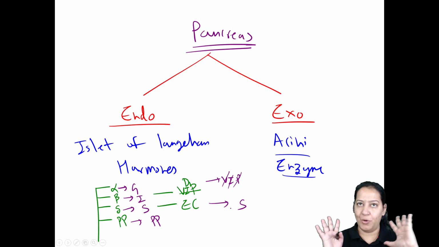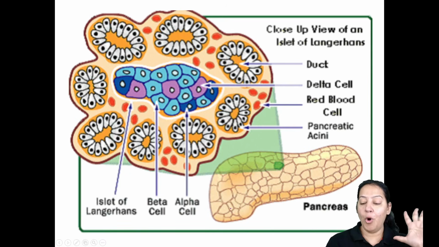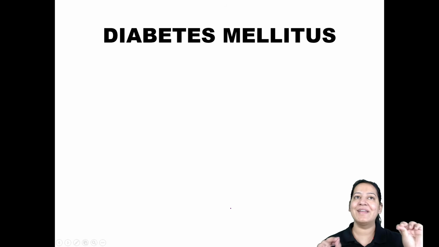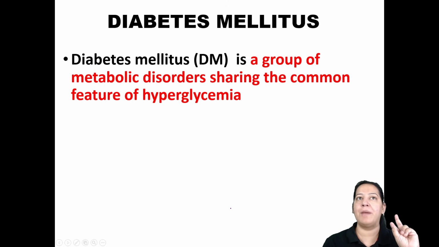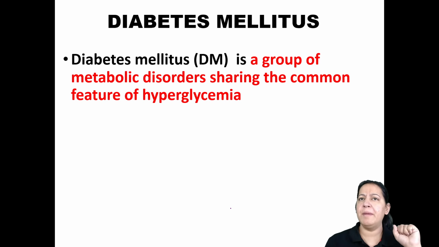So please have a look at it. We have understood it. Now let's move on to diabetes. If you know the anatomy and histology of the pancreas, understanding diabetes will be very easy for you. I am teaching you diabetes mellitus, not diabetes insipidus. So what do you mean by diabetes mellitus?